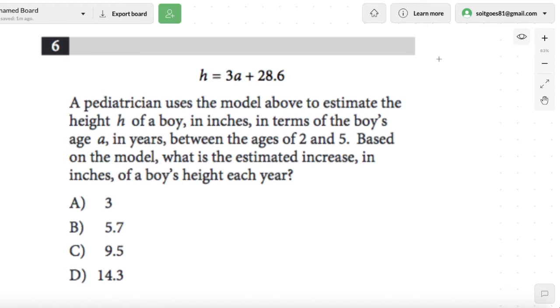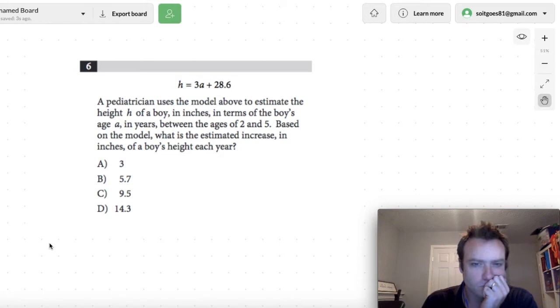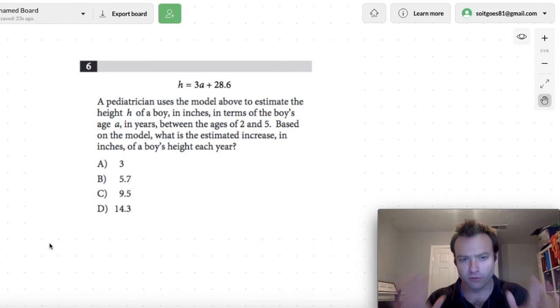Question number 6. I like this question. Go ahead and read question number 6 for me, please. A pediatrician uses the model above to estimate the height H of a boy in inches in terms of the boy's age, A, in years, between the ages of 2 and 5. Based on the model, what is the estimated increase in inches of a boy's height each year? Let's make it really clear, Caden, right off the bat. What are we solving for here in this question? The estimated increase in inches of a boy's height each year.